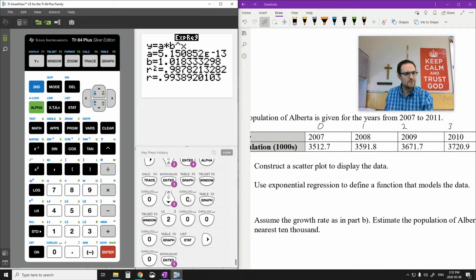Yeah, this is going to be kind of ugly because we started off at year 0. So it's going to be a times b to the x. So we have some really small number. You can see that this is 1.15, and then this is e to the negative 13. The e stands for times 10 to the power of negative 13. So it's a really, really small number here.